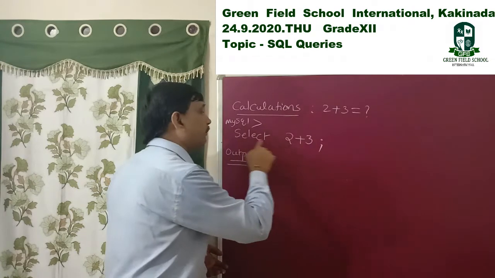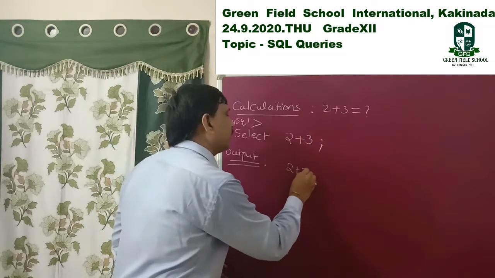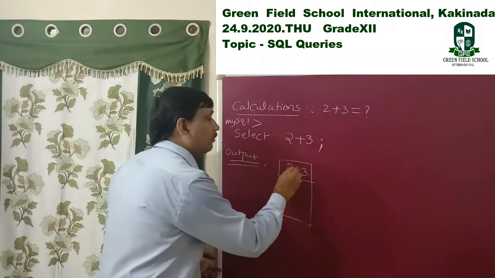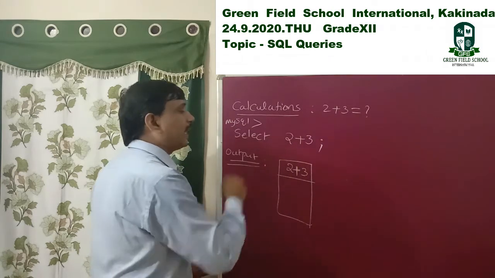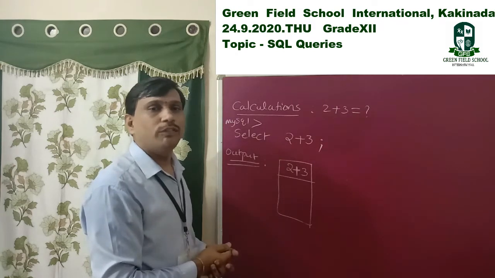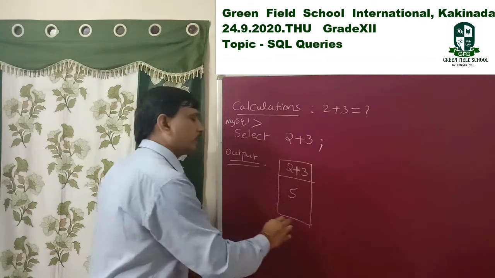After SELECT, what we specify is the column name. Whatever expression you specify becomes the column name here. Then it calculates 2 plus 3, which is equal to 5, calculated in memory. See, 5 is the output.